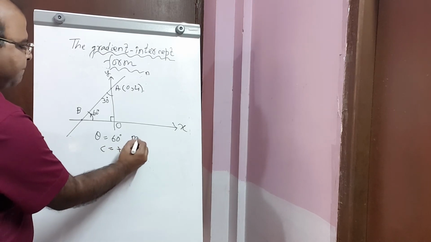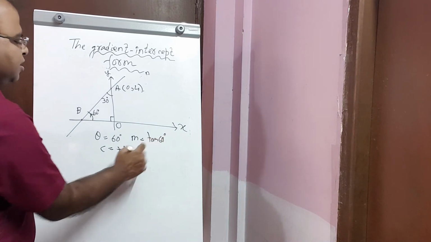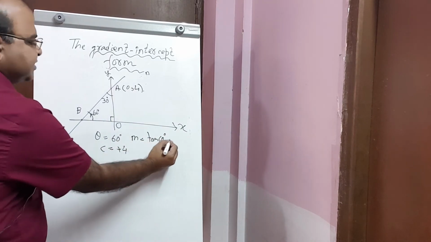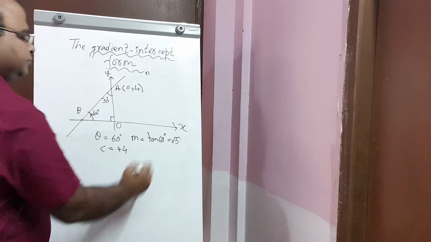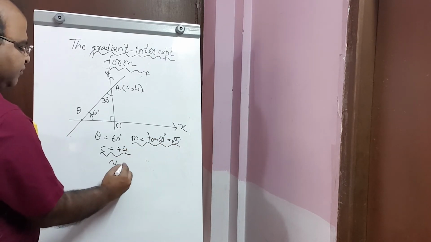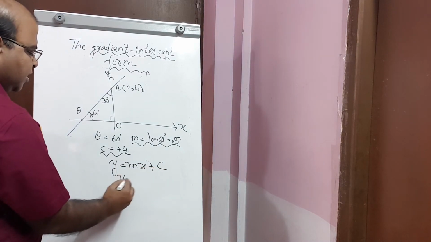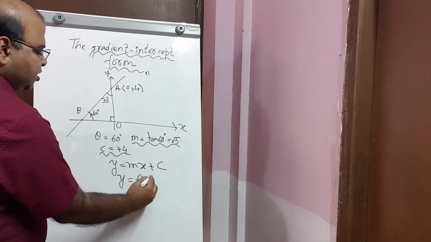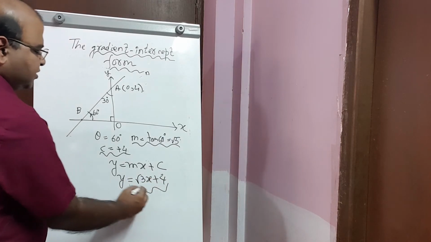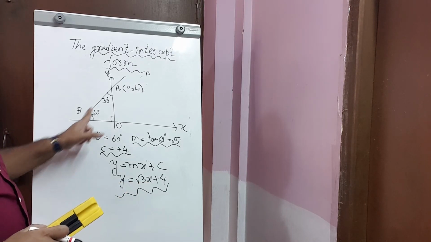So consequently m becomes tan 60 degrees. Whenever we know the angle of inclination, the next step is to find the slope, that is tan theta, which is √3. So since m and c are known, the equation of the line is thus given by y equals mx plus c, or y equals √3 x plus 4. So this is the equation of a line, where (x, y) represents the coordinates of an arbitrary point on the line.